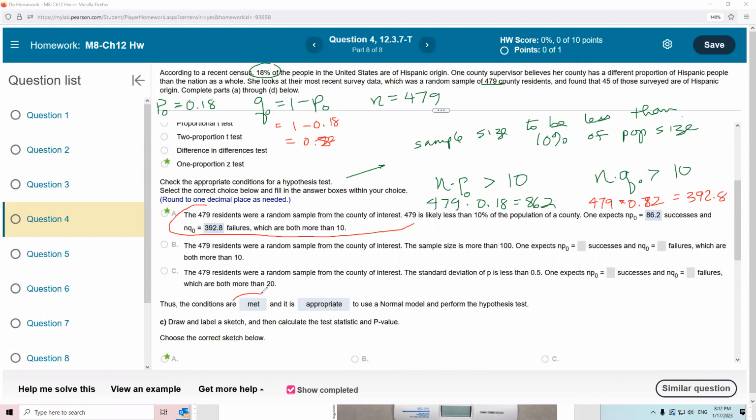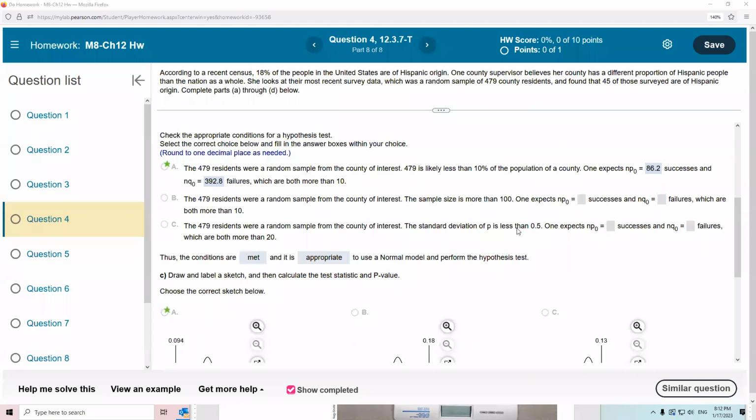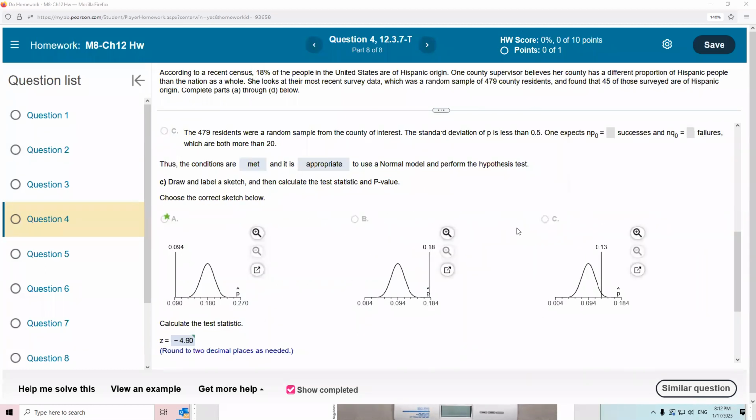All right, so the conditions are met. It's appropriate to use this normal distribution to perform the hypothesis. Here's what we're going to do now. We're going to calculate what's called a test statistic, and we're going to superimpose it on this normal distribution. And then we're going to find the area in the tails of the distribution. That's going to be the p-value. First thing is, let's figure out which one of these curves is appropriate here.